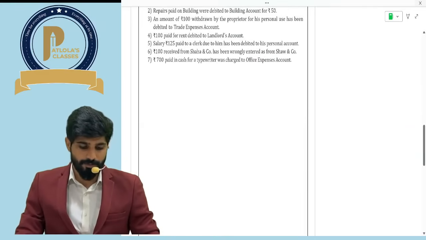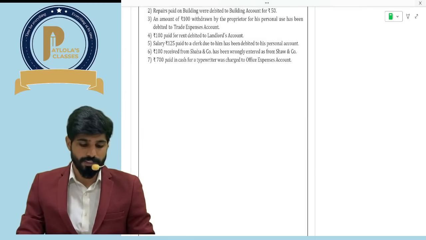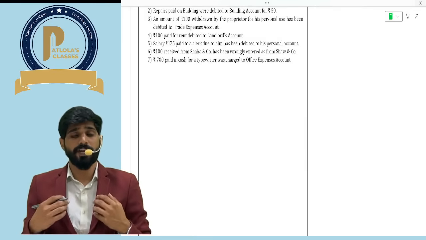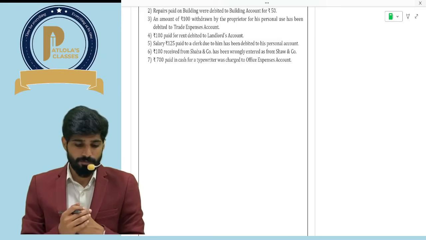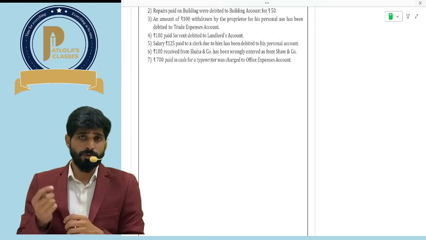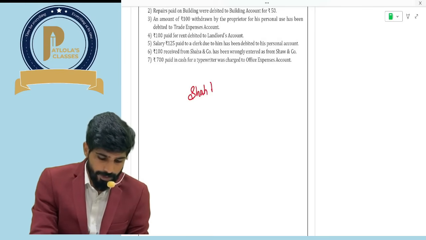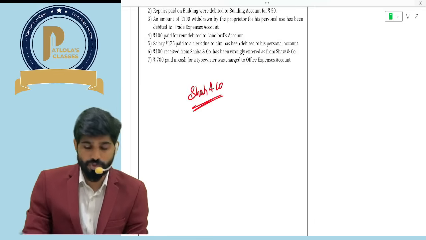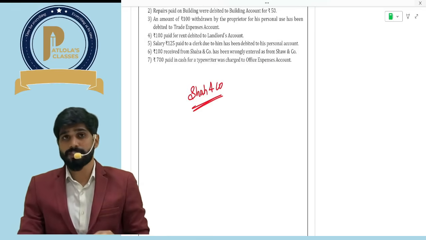Chalo. Only two more things are left out. We'll quickly see them. 100 received from Shah and Co. was wrongly entered as Shaw and Co. When you receive from Shah and Co., the entry will be bank account debit to Shah and Co. But instead of writing Shah and Co., they wrote Shaw and Co. So which account should have been credited is Shah and Co. But which account is credited? Shaw and Co. So we are going to cancel Shaw and Co. and we are actually going to credit Shah and Co.